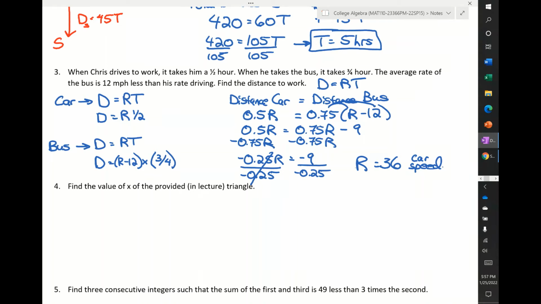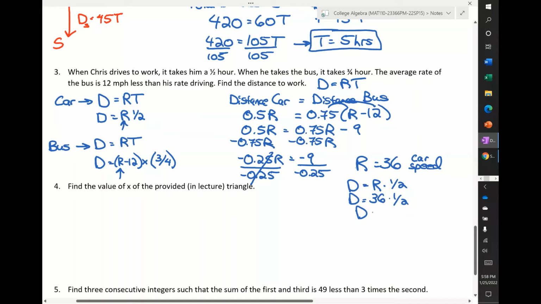36 times 1/2, right? Yeah, we want to know the distance to work, and we could either plug 36 in here, or we could plug 36 in here. The second one would be a little bit faster. So if we know that the distance of the car is equal to r times 1/2, 36 times 1/2 gives us a distance of 18 miles. That would be the actual answer.